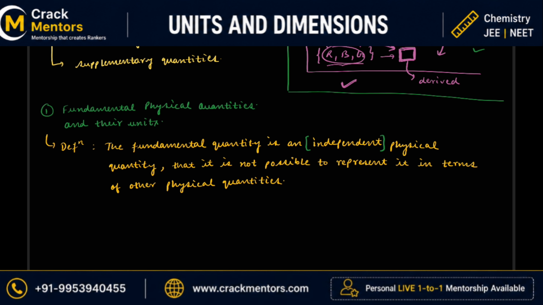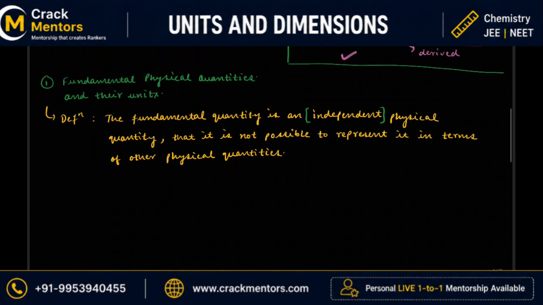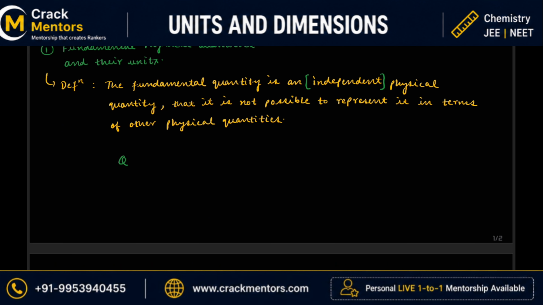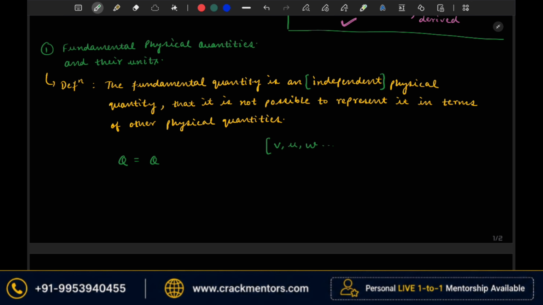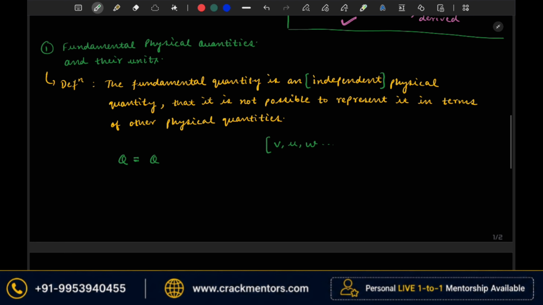I think it must be clear till now. But again, let's say we have a quantity q, and we have quantities like v, u, w, etc. But we can't write q in terms of any other available quantity. We can write q as q only. Then q will be a fundamental physical quantity because q is independent of other quantities. If we want to write q in terms of other quantities, we can only write q equals q. Then q will be a fundamental physical quantity because it is independent; it is not possible to represent it in terms of other physical quantities.